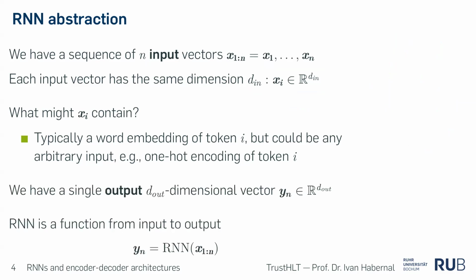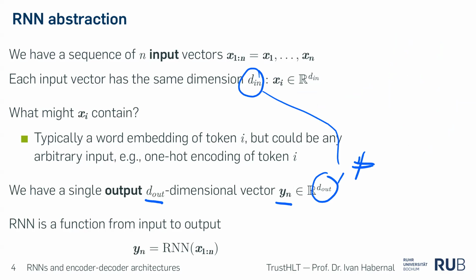Good. And then we might have a single output. For now, let's start with something very simple. We have a single output, a d out dimensional vector, y_n. The input dimensionality and the output dimensionality don't have to be the same. What exactly the output dimensionality is depends on the task we're trying to model. It could be just a single number if you're doing binary classification, where we turn it into 0 or 1 after a sigmoid, or it could be a vector. So we don't care yet.